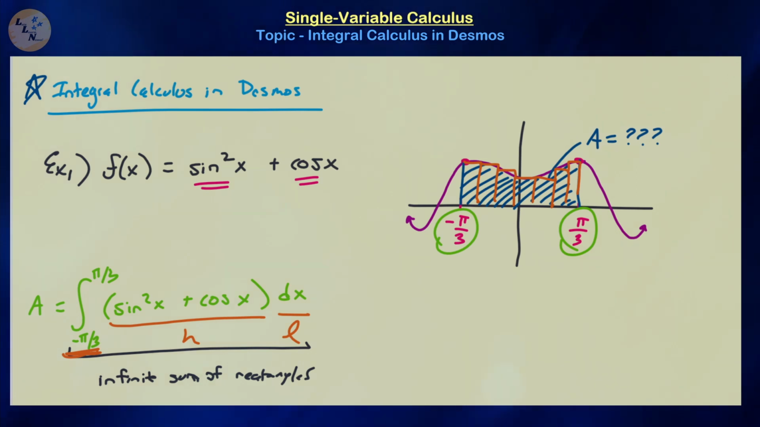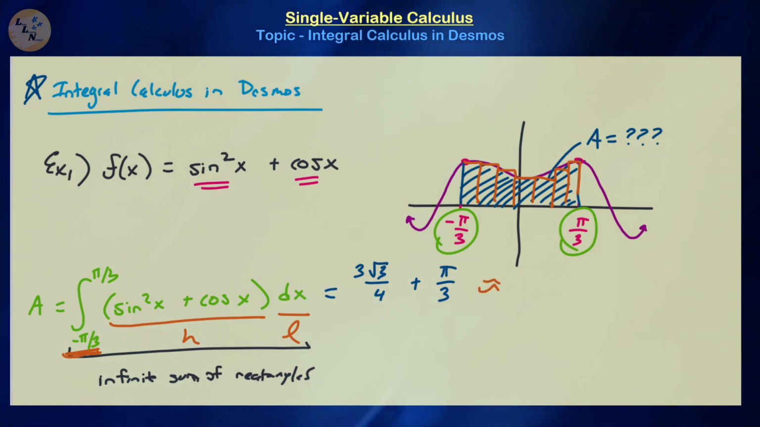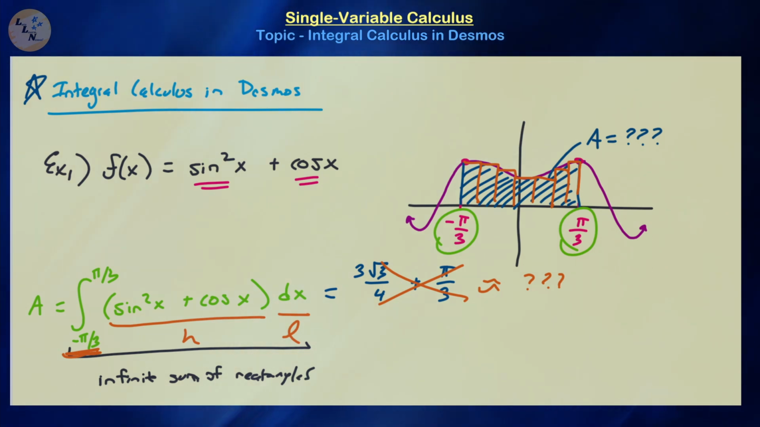Now, if you do know calculus, you should be able to show that this integral is equal to exactly 3 square roots of 3 divided by 4 plus pi over 3. Now, let's assume that you don't know how to get that answer, but you need a numerical approximation to that. That is, as a decimal, what is this approximately equal to if you don't know the exact formulation of that?